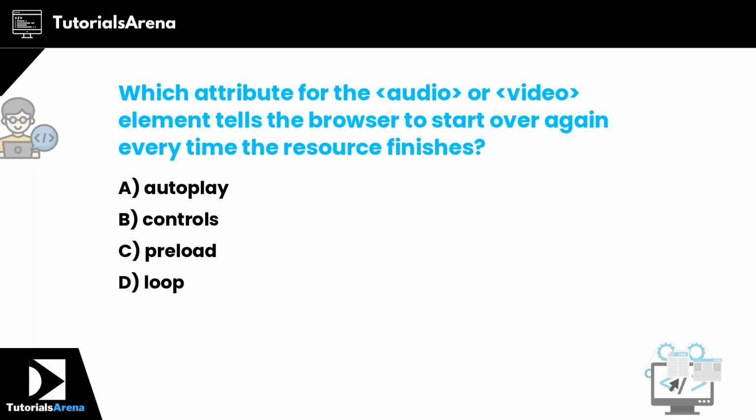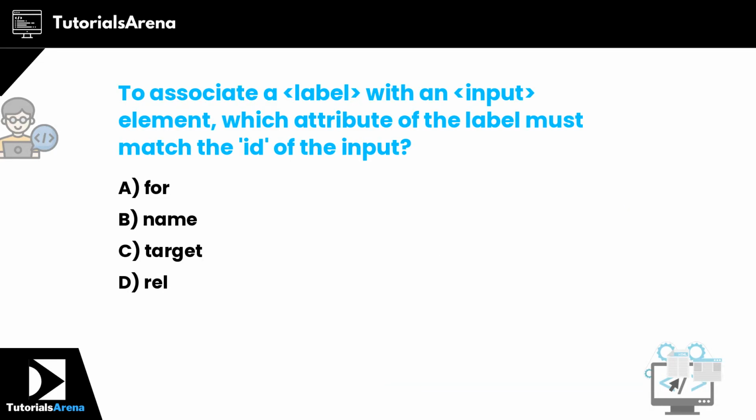Which attribute for the audio or video element tells the browser to start over again every time the resource finishes? The correct answer is option D, loop. To associate a label with an input element, which attribute of the label must match the ID of the input? The correct answer is option A, for.